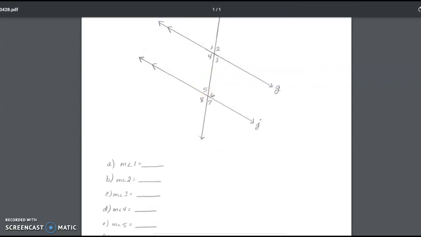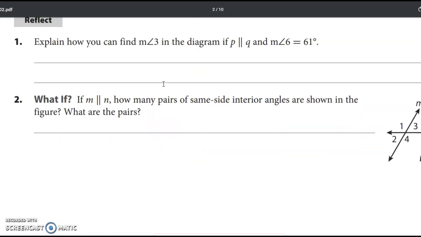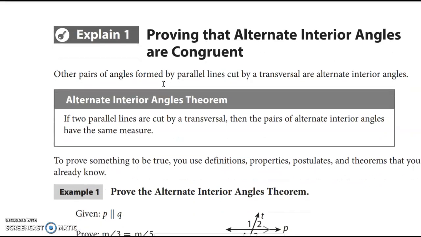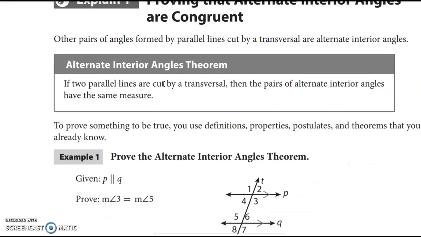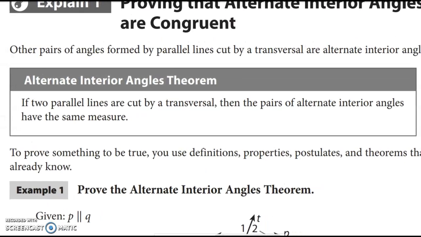So that leads us to a final theorem about parallel lines cut by a transversal, and that is the alternate interior angles theorem. If two parallel lines are cut by a transversal, then the pairs of alternate interior angles have the same measure. So please put that in your notes on the back sheet of that paper of the angles.